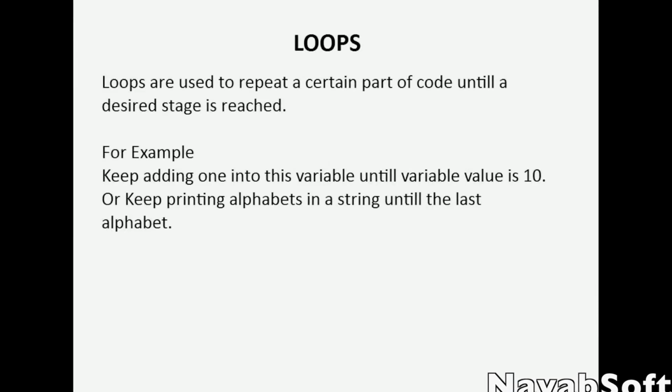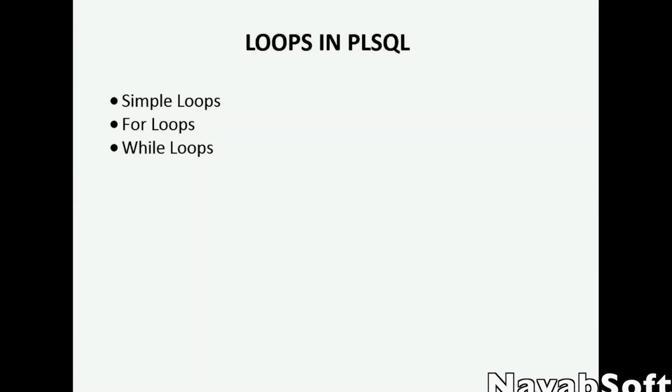Most programming languages provide loops to execute a piece of code repetitively until a condition is satisfied. For example, printing digits from 1 to 10, or, as a bit more complex example, printing alphabets in a given string vertically. We'll discuss three types of loops in PL/SQL in this video: simple loops, for loops, and while loops.